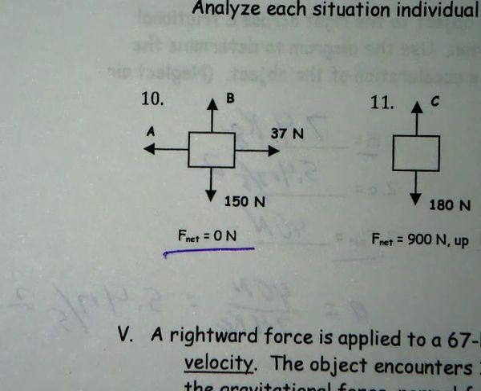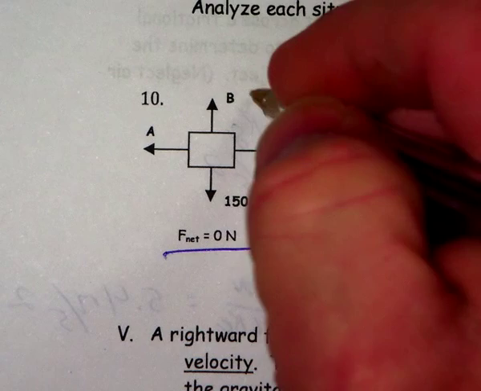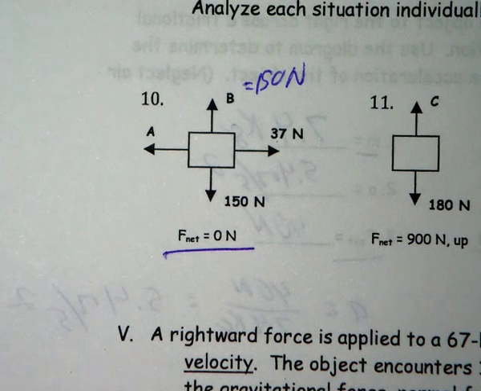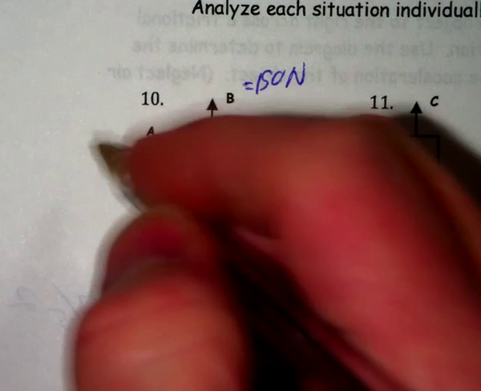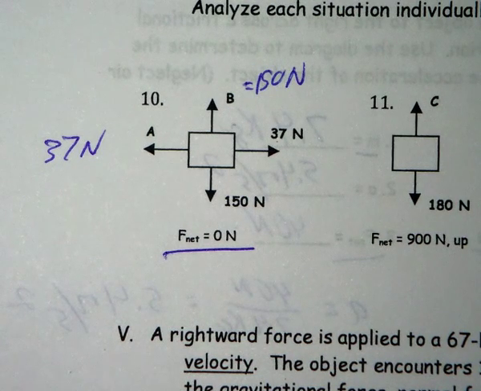Right? So if my net force is 0, what does that tell me all the forces have to do? They all got to cancel each other out. So if I have 150 Newton force down, what do I know has got to go up? 150 newtons. Don't make it hard. It's not. If you got 37 newtons to the right, what do you got to have to the left? 37 newtons. Don't make it hard.